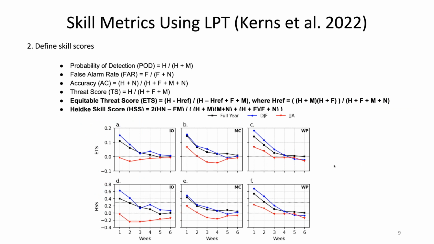But in DJF, the blue curve, you can see it has some score, and beyond 1 week, 2 weeks, or even 3 weeks, but definitely not beyond 3 weeks. Beyond 3 weeks, it's very close to 0.